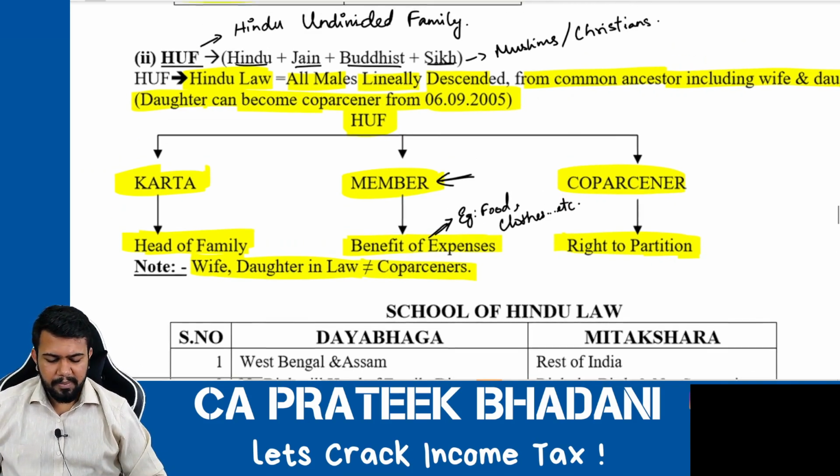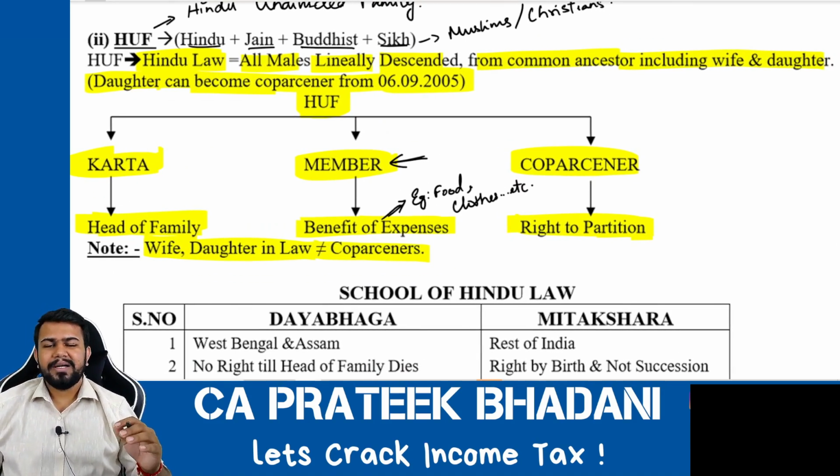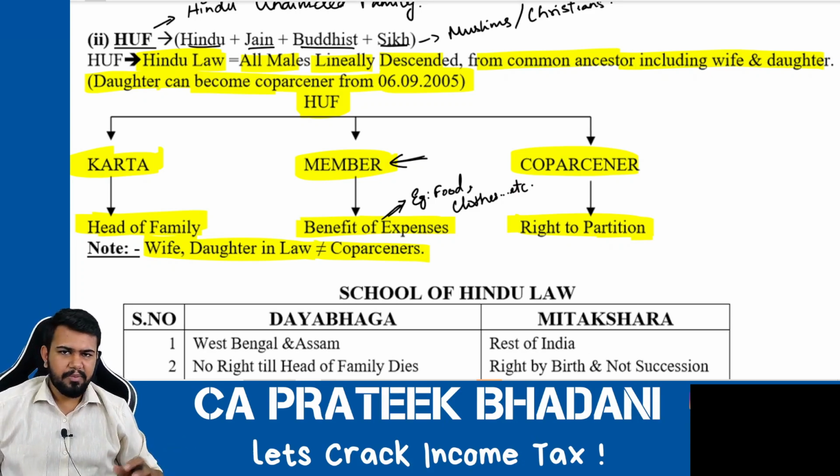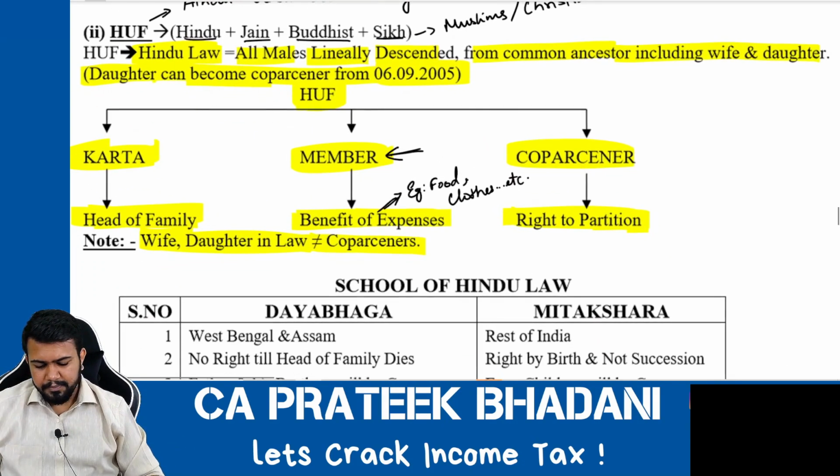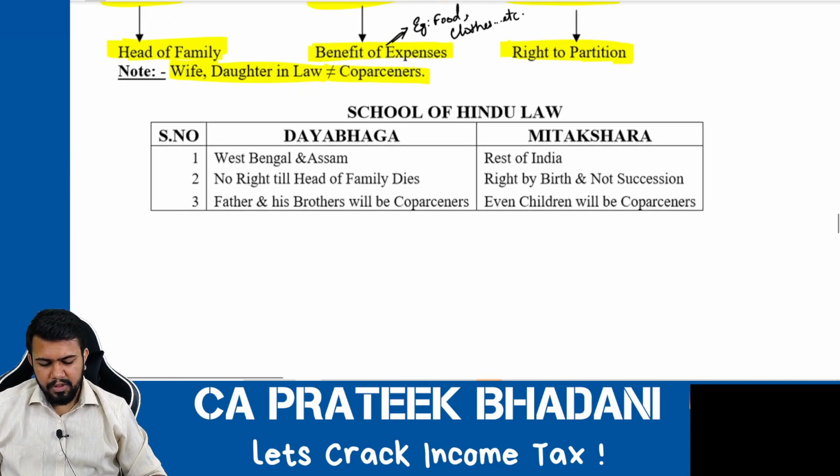Why will they not be co-partners? Because they will be co-partners in their father's property. Since they will be co-partners in their father's property, they will not be co-partners in their husband's or father-in-law's property. You get my point? Now let's come to the school of Hindu law.